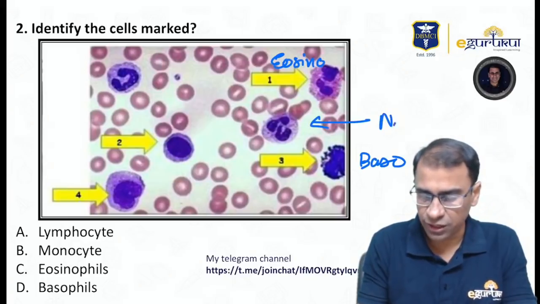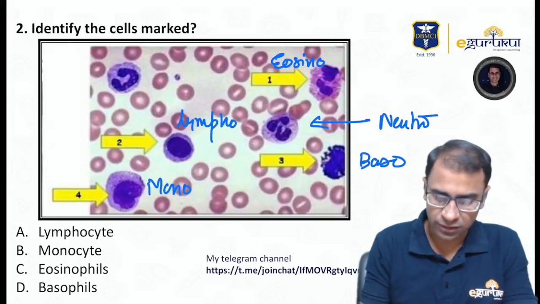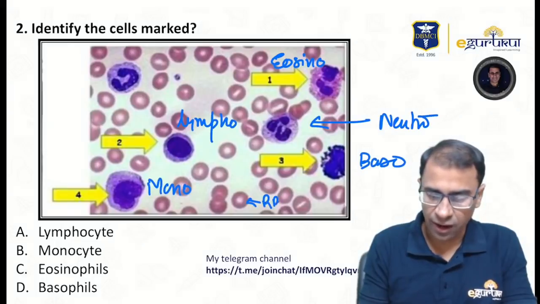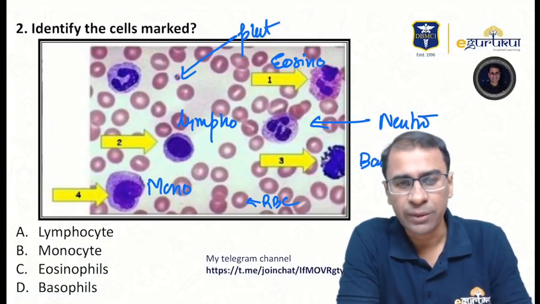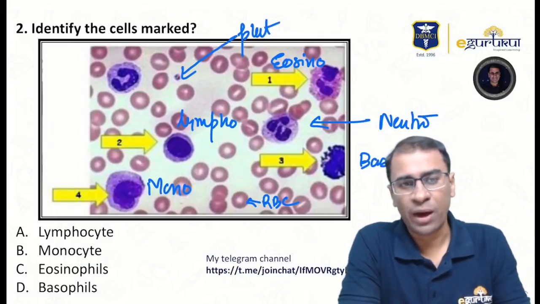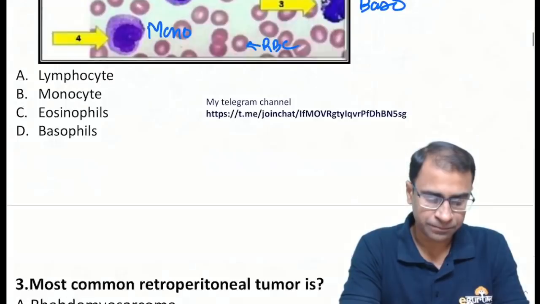This cell here is a neutrophil. This is a lymphocyte, and this one is a monocyte. Guys, all these cells are RBCs, while this cell here is a platelet. And you were asked to identify most of the cells, which I'm very sure you might have been able to.